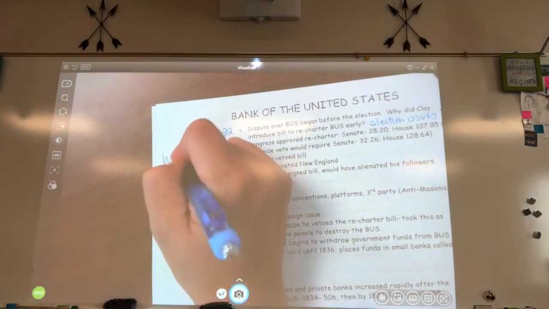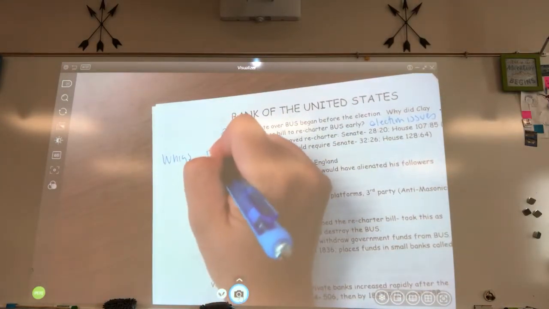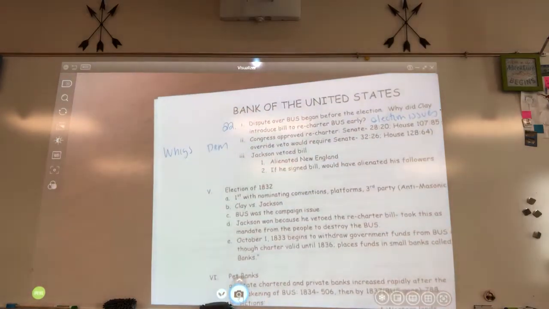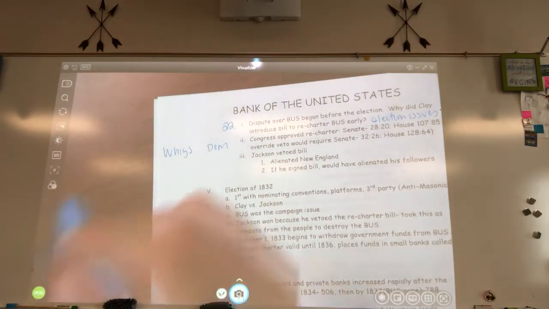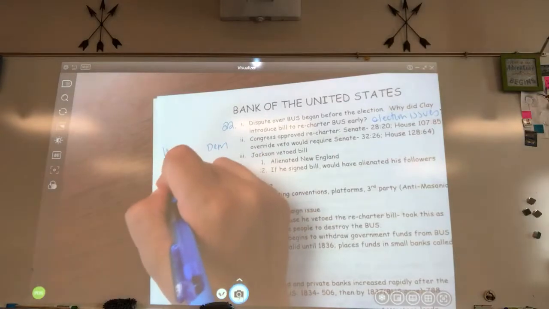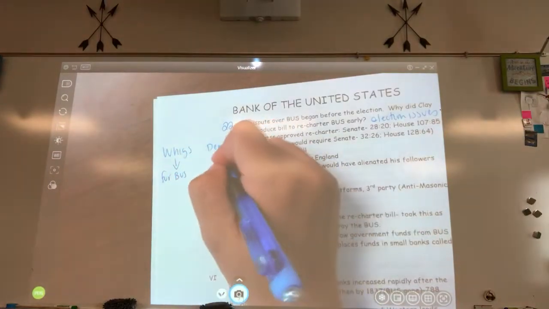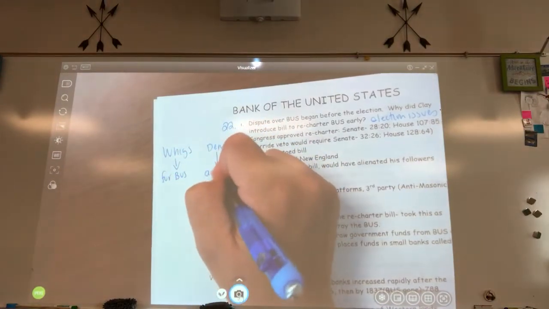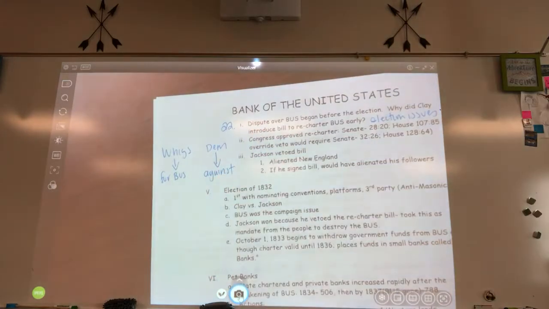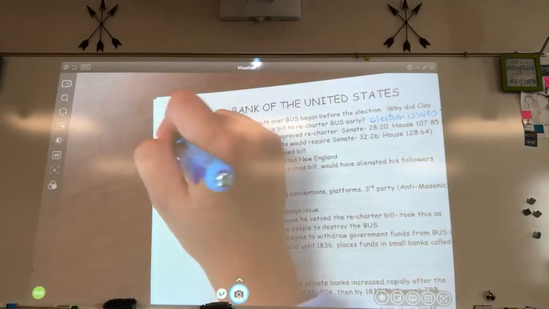We have the Whigs and the Democrats, right? Which party is for the bank? The Whigs, they're for the bank. And then we know our Democrats are against. Which one is located in the north? The Whigs, they're in the north.